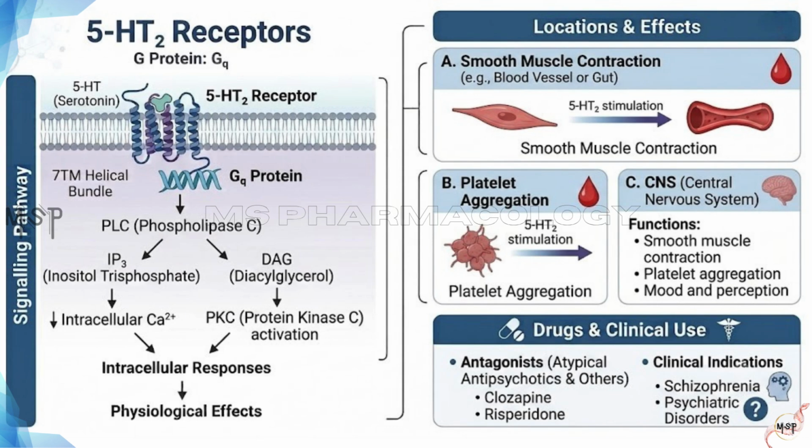Next is the 5-HT2 receptor. These receptors are coupled to Gq proteins and are found in the central nervous system, platelets, and smooth muscle. Activation of 5-HT2 receptors stimulates the phospholipase C pathway, leading to increased intracellular calcium levels. Their activation regulates smooth muscle contraction, platelet aggregation, and several aspects of mood, perception, and behavior. From a pharmacological standpoint, many atypical antipsychotic drugs, including clozapine and risperidone, block 5-HT2 receptors and contribute to the management of schizophrenia and other psychiatric disorders.